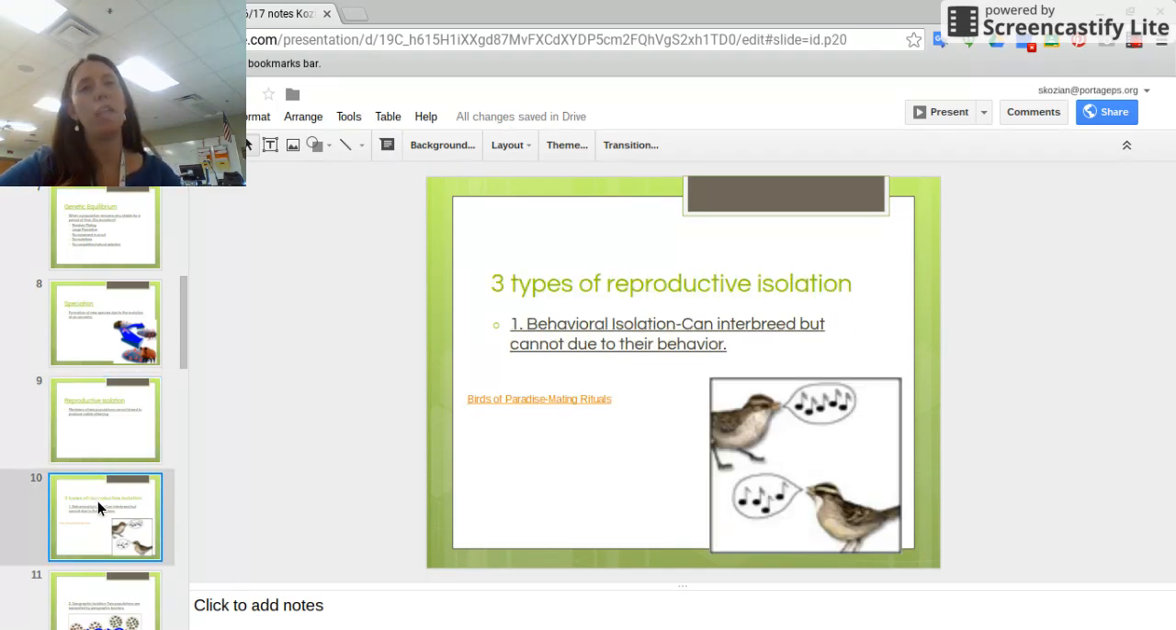The very first one is called behavioral isolation. This is where, for some reason, one part of a gene pool starts to have different breeding behaviors. And as they start to have different breeding behaviors, they may end up off in their own gene pool, breeding only with each other. Think sounds that birds make.